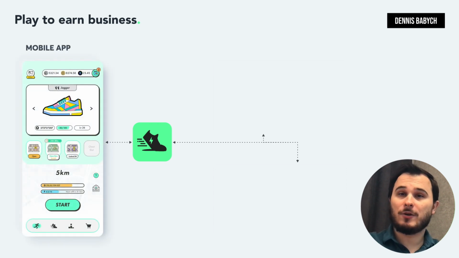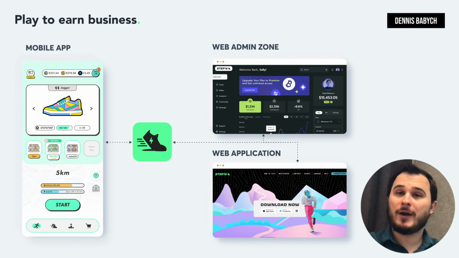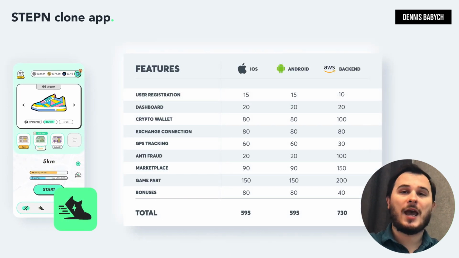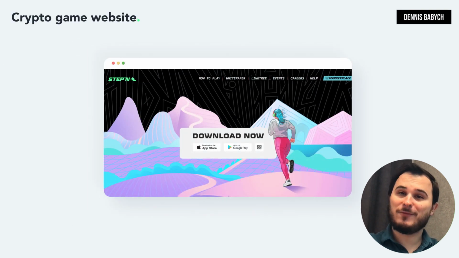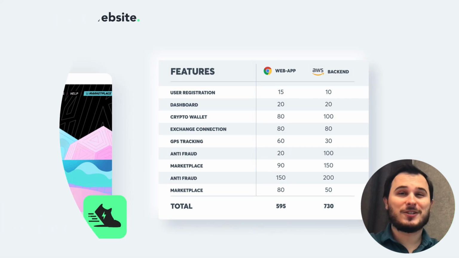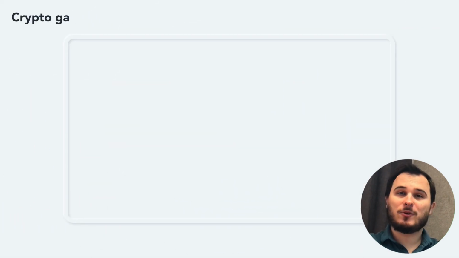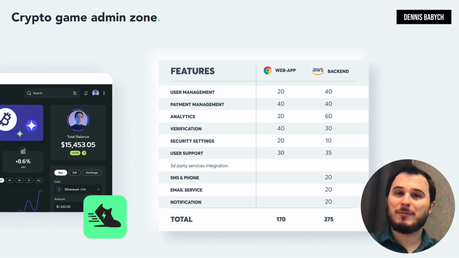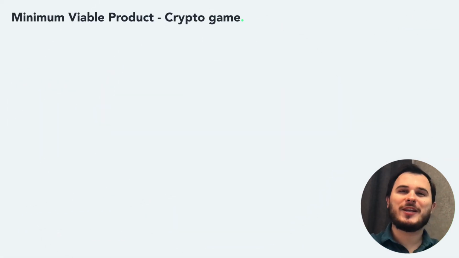Let's start by identifying the core components of your crypto game. Depending on your business goals, it might include the web app, mobile app, and the web admin zone. The mobile apps will have the functionality such as login, dashboard, mobile wallet, activities, online store, and so on. The web app might have almost the same functionality like mobile apps, but in some niches, you do not need a web app. The web-based admin zone will provide functionality such as user management, verifications, payment management, analytics, security, and more.